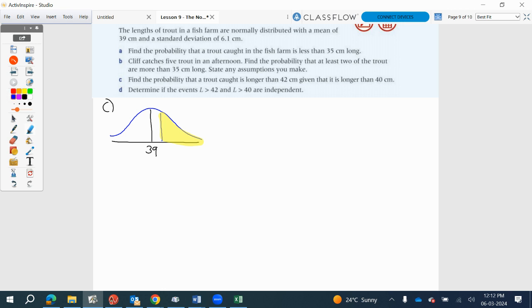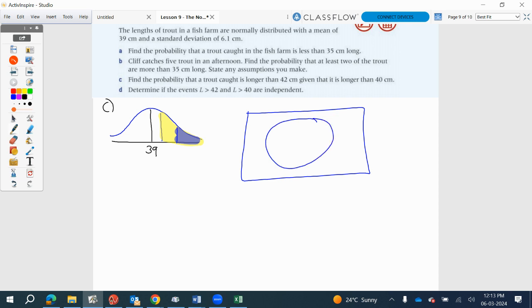And then we want to find that it's greater than 42, given that it's greater than 40. So this second area is going to look like this. Notice that they overlap. So the Venn diagram for these type of events is this is all of them. This is how many are greater than 40. And then this is how many are greater than 42. It's always going to be inside it.